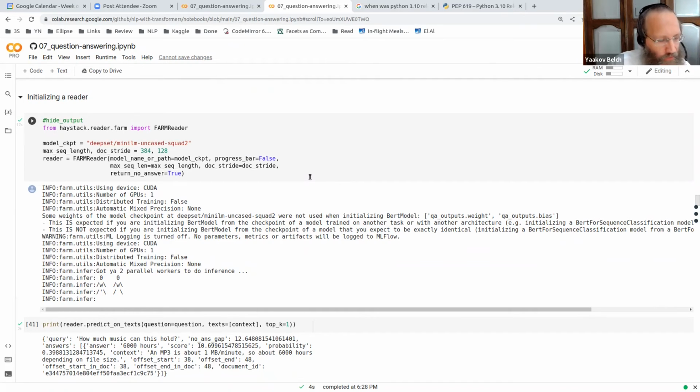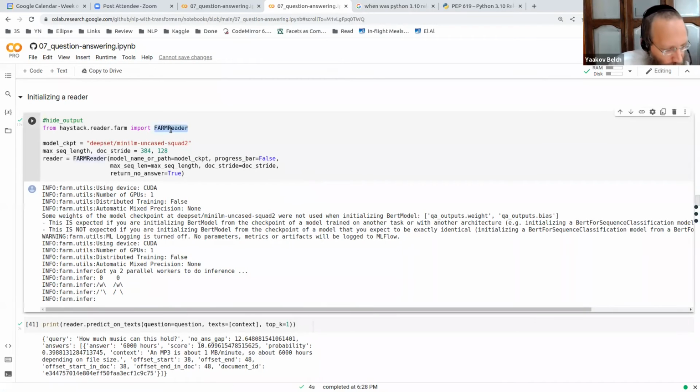Also, for the reader, we have different options, which basically are different open source libraries. One is the farm reader, which I believe is created by DeepSet. The company is called DeepSet. I didn't tell it before. DeepSet is a company which creates the farm reader and the Haystack model. And so the farm reader is their implementation of combining these models from Hugging Face together with this technology.